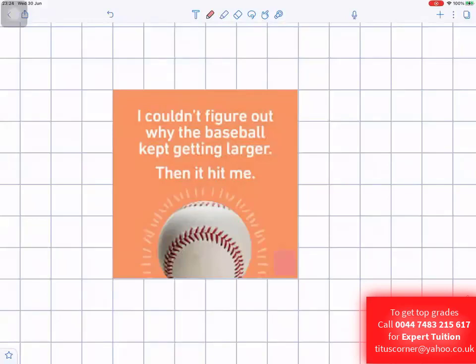I couldn't figure out why the baseball kept getting larger. Then it hit me.